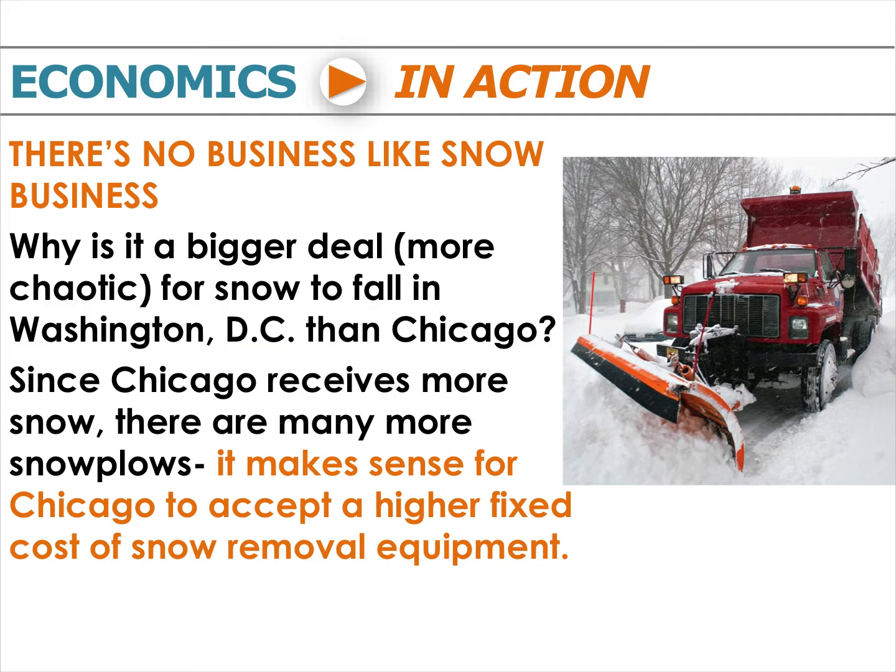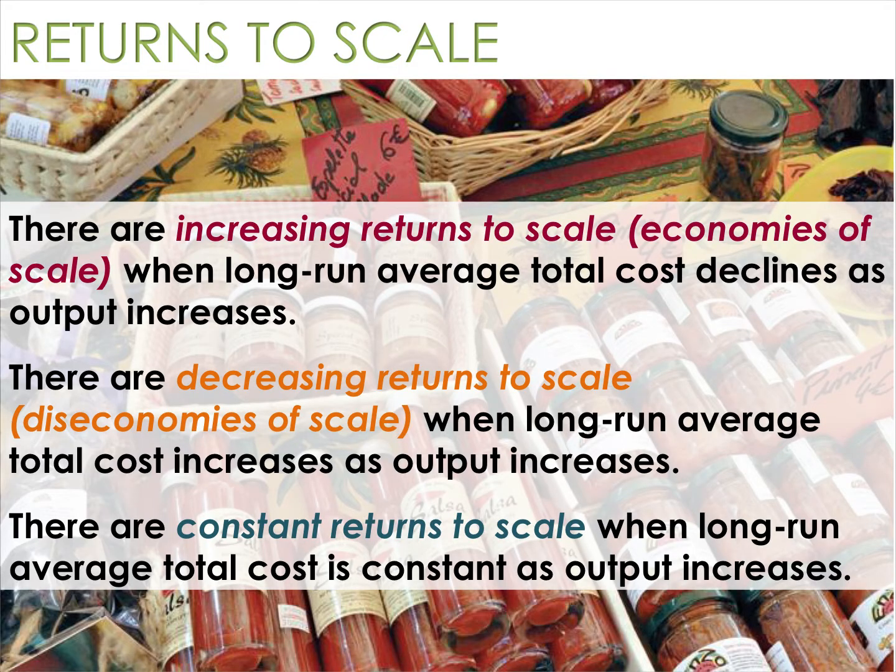So an example is, why does Chicago have more snowplow equipment, big fixed cost, built up than Washington, D.C.? Because the amount of snowplow service is much higher in Chicago. So it makes sense to have more of a fixed cost. So pretty quickly you start seeing that there can be some patterns.